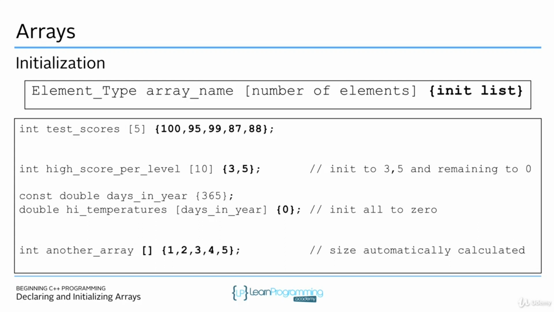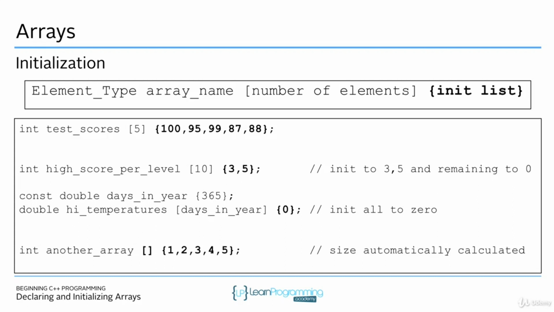In the second example, you see that we declared an array named high scores per level of 10 integers, but we only provided 2 values in the initializer list, 3 and 5. In this case, the first 2 elements of the array are initialized to 3 and 5 respectively, and the remaining 8 array elements will be initialized to 0. In the third example, all of the elements of the array high temperatures are initialized to 0. This is a very handy initializer that's used very often.